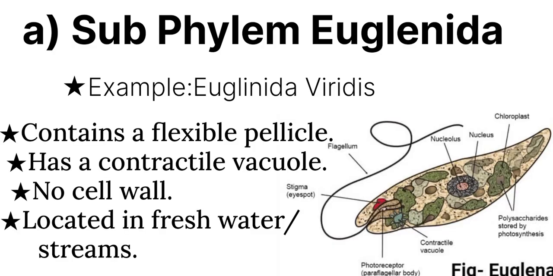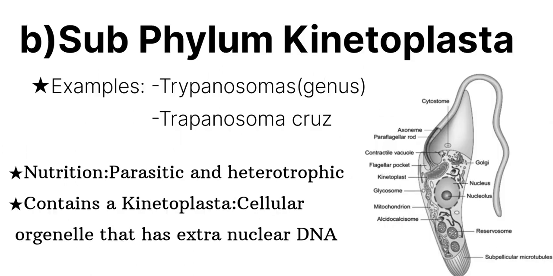A. Subphylum Euglenida. Example: Euglena viridis. Contains a flexible pellicle. Has a contractile vacuole. No cell wall. Located in fresh water or streams. B. Subphylum Kinetoplasta. Examples: genus Trypanosoma, Trypanosoma cruzi. Nutrition: parasitic and heterotrophic. Contains a kinetoplast, a cellular organelle that has extranuclear DNA.